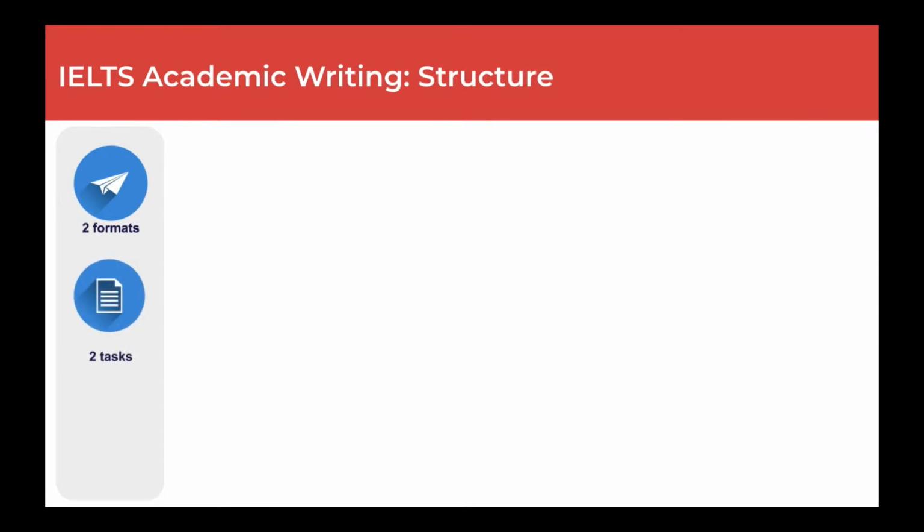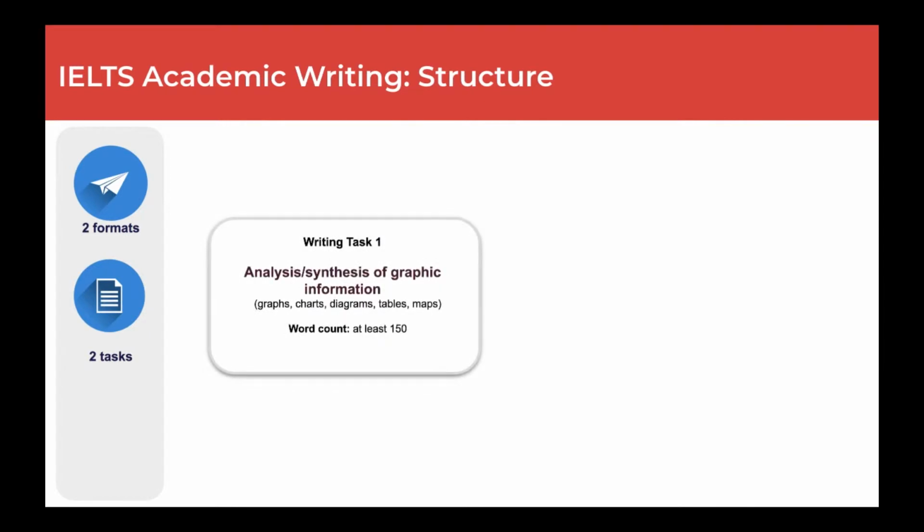You will be offered two tasks in the academic writing section. The first task requires you to analyze or synthesize graphic information. You will be offered graphs, charts, diagrams, tables, maps, and other forms of visual information, and you will be required to provide a description of main trends, main themes, and write at least 150 words.